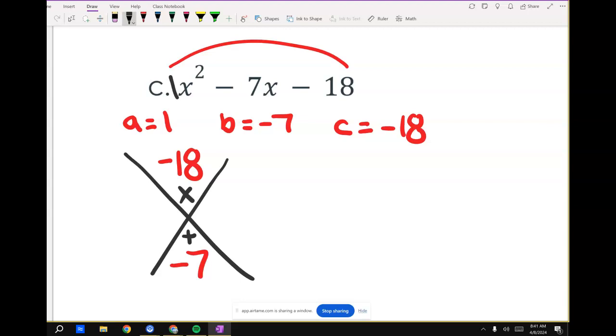Well, between 1 and 18, there's a difference of 17. Between 3 and 6, there's a difference of 3. Between 2 and 9, there's a difference of 7. So then it's just picking out which one is positive, which one is negative. Well, I tried negative 9 plus 2, that gives me negative 7. The other option would be negative 2 plus 9, but that would give me a positive 7. So I know that's not my answer. So my numbers on my side have to be negative 9 and positive 2.